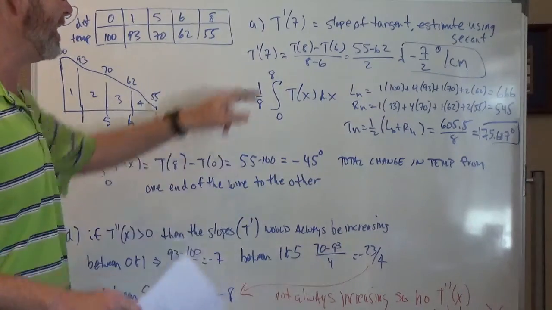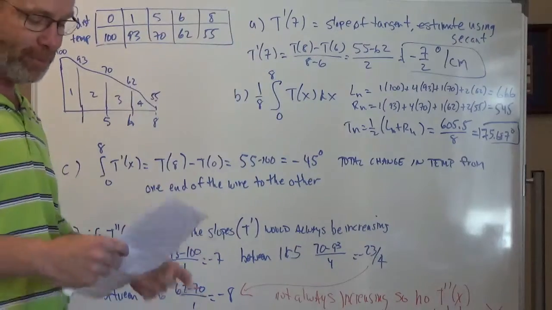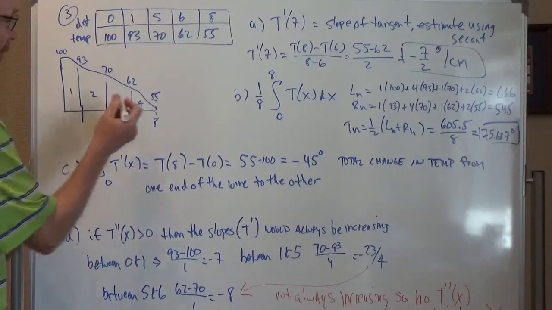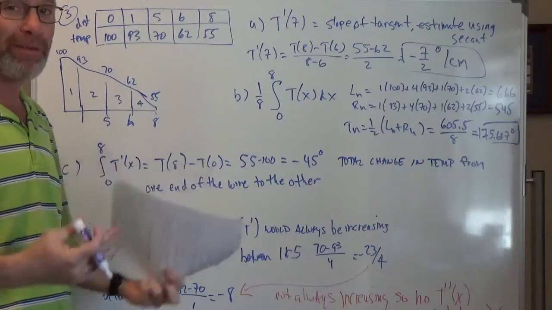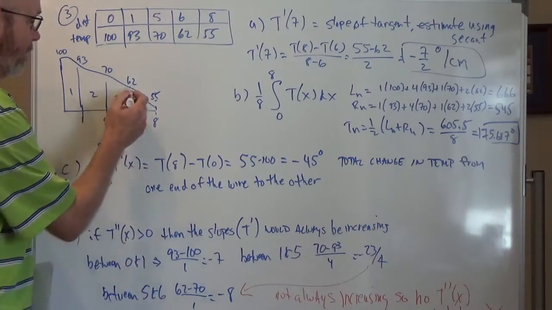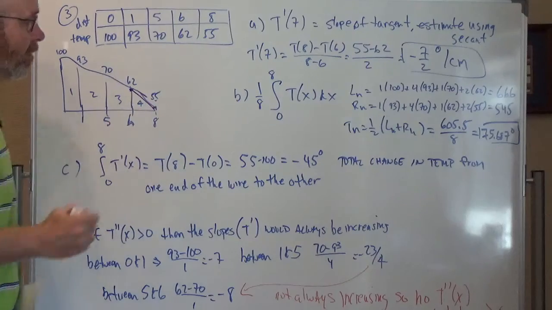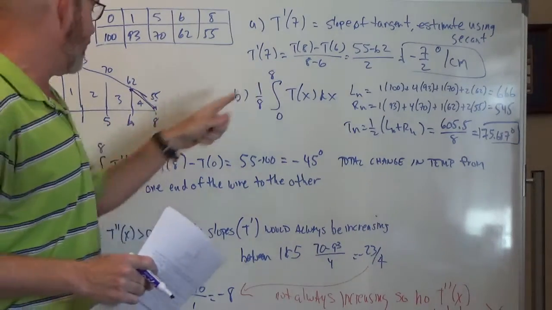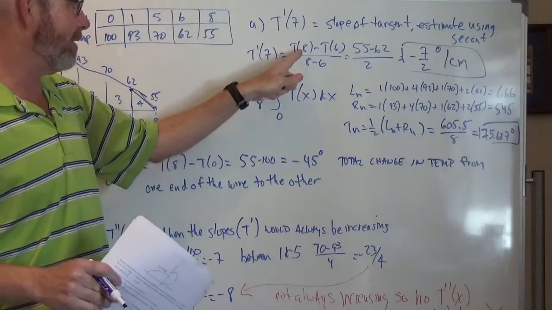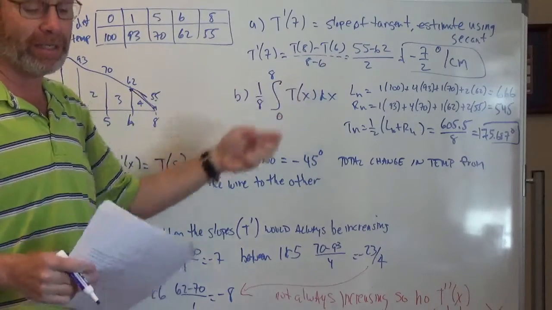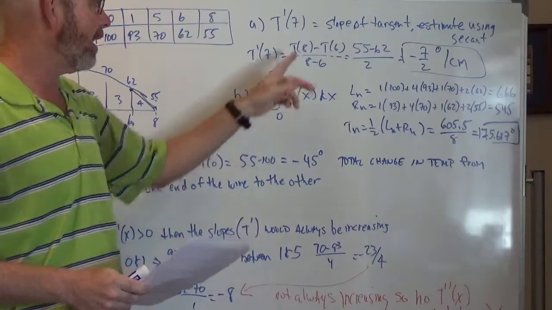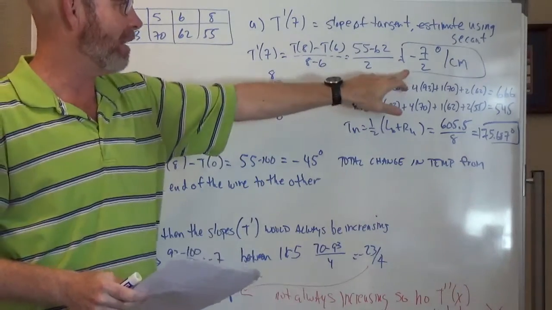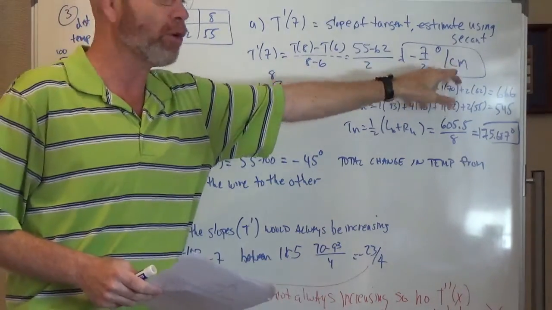It says estimate T prime of 7. T prime of 7 would be the slope of that tangent right there. Again, we have no way to do this. We don't have a function. We can't take the derivative. So we're just going to find the slope between those 2 points, the points between 6 and 8. So I did T of 8 minus T of 6 over 8 minus 6. I'm using that secant line to approximate the tangent slope. I got 55 minus 62 over 2, negative 3.5 degrees per centimeter.